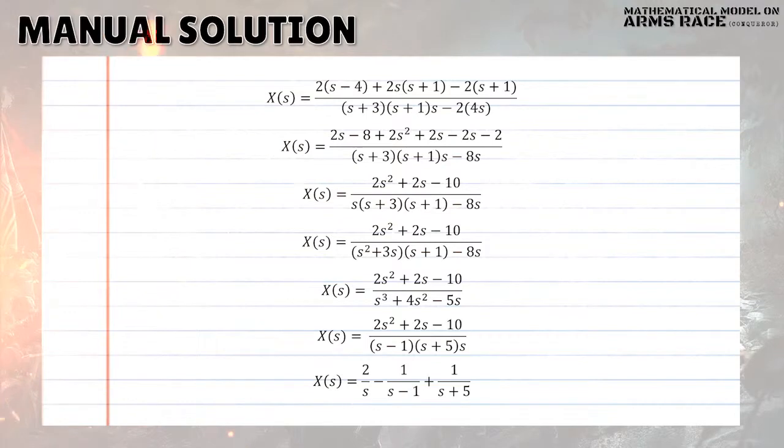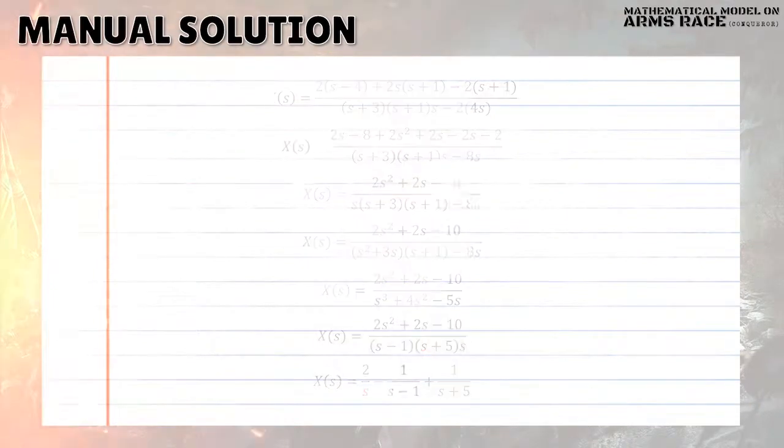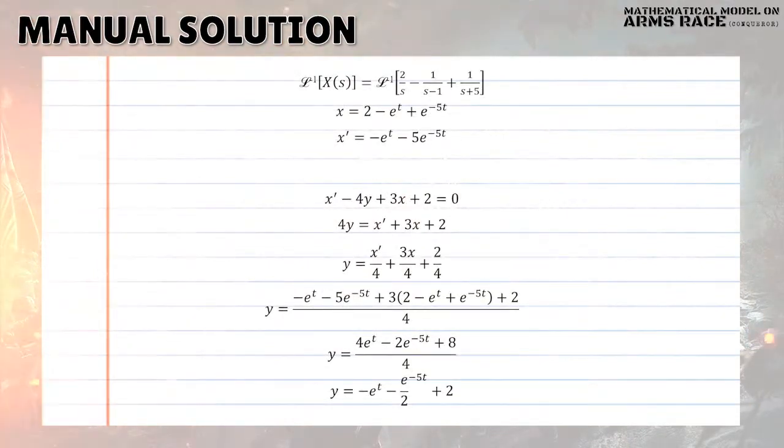From this, we have to solve using partial fractions and get X(s) equal to 2 over s minus 1 over s minus 1 plus 1 over s plus 5. Lastly, we inverse Laplace transform both sides and get x equal to 2 minus e^t plus e^(-5t), which when differentiated gives negative e^t minus 5e^(-5t).